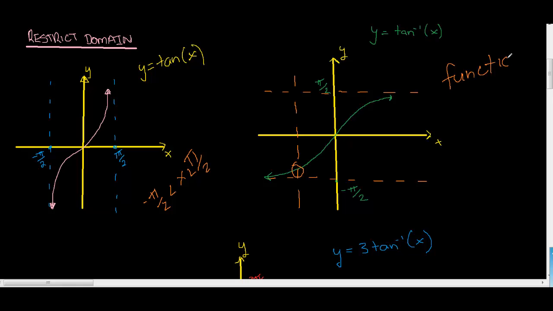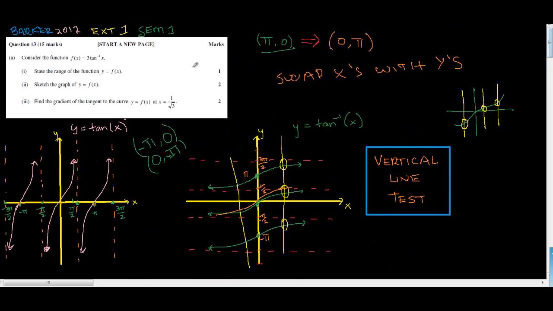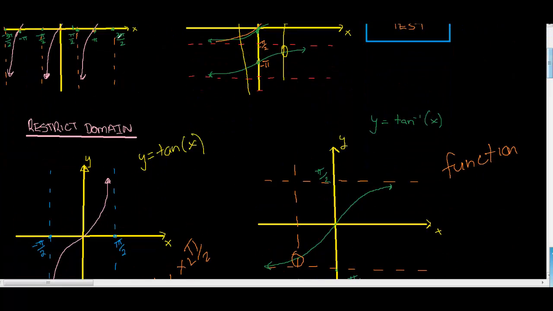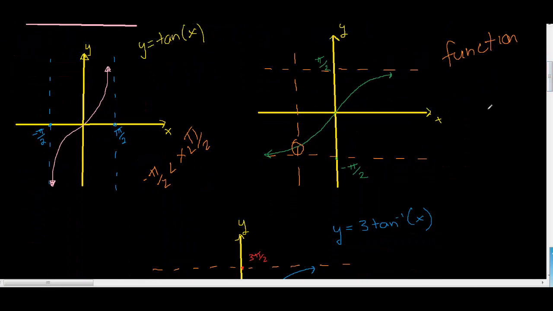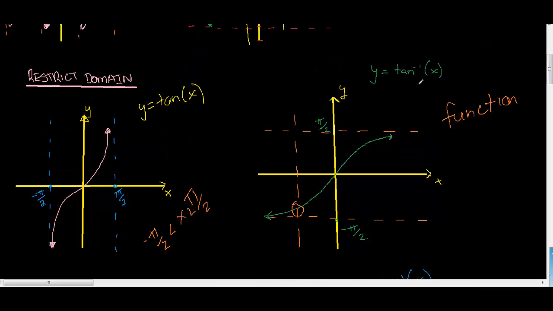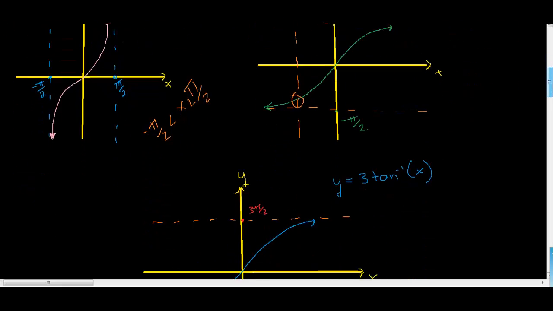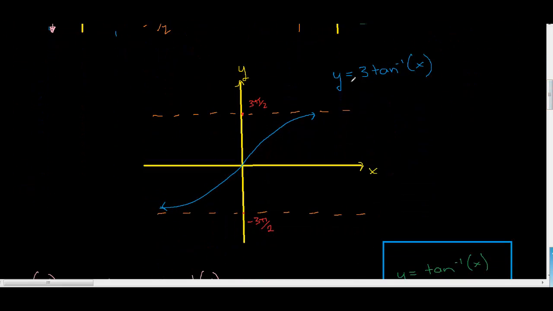So when it says sketch the range of the function, we need it to be a function. So we need to restrict its domain so that we can pass this vertical line test. So this is the graph of the function y equals inverse tan of x. So logically, when we times everything by 3, like we've got down here, y equals 3 times the inverse tan of x.